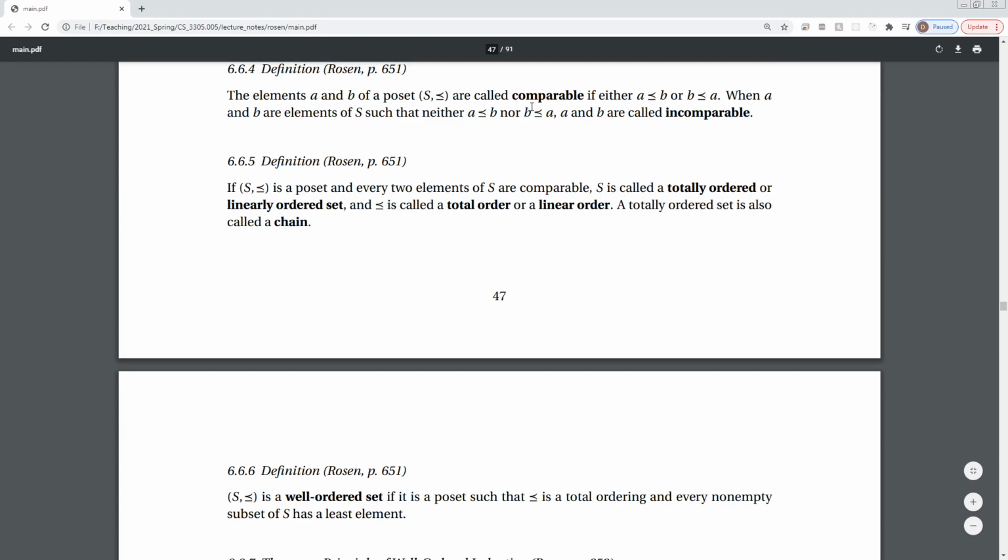Okay. Next definition. The elements A and B of some partially ordered set S, with the generic placeholder, are called comparable if either A relates to B or B relates to A. So if we can compare A to B or B to A, or rather, if their relationship is defined with respect to the relation or the operation or whatever you want to call this on the set of elements. And if they can't be related, then they are not comparable.